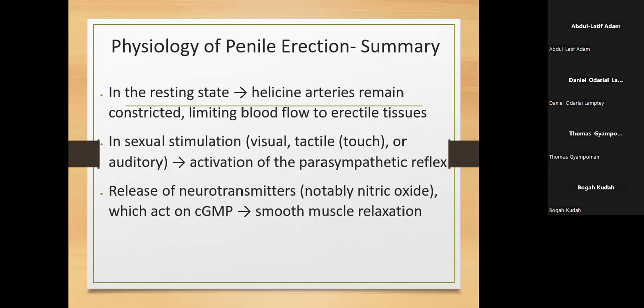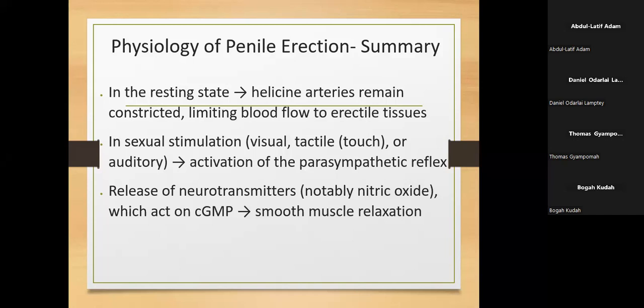So now back to sexual stimulation. It can be visual: you can look at somebody and feel that you want to have an affair. It can be tactile, touch: somebody will touch you, and somebody will speak something into your ears, and before you could say Jack, it has triggered some sexual stimulation. All these things will activate the parasympathetic reflex.